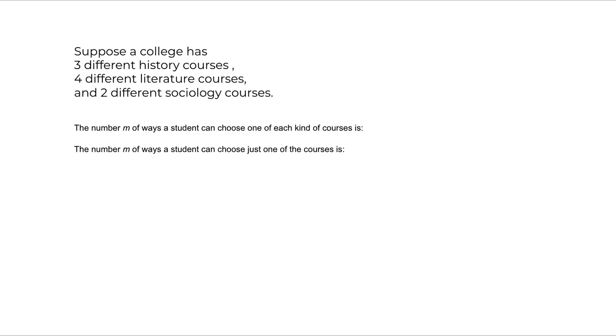Alright, let's do a question. Suppose a college has 3 different history courses, 4 different literature courses, and 2 different sociology courses. The number of ways a student can choose one of each kind of course. So I can take a history course in 3 ways.